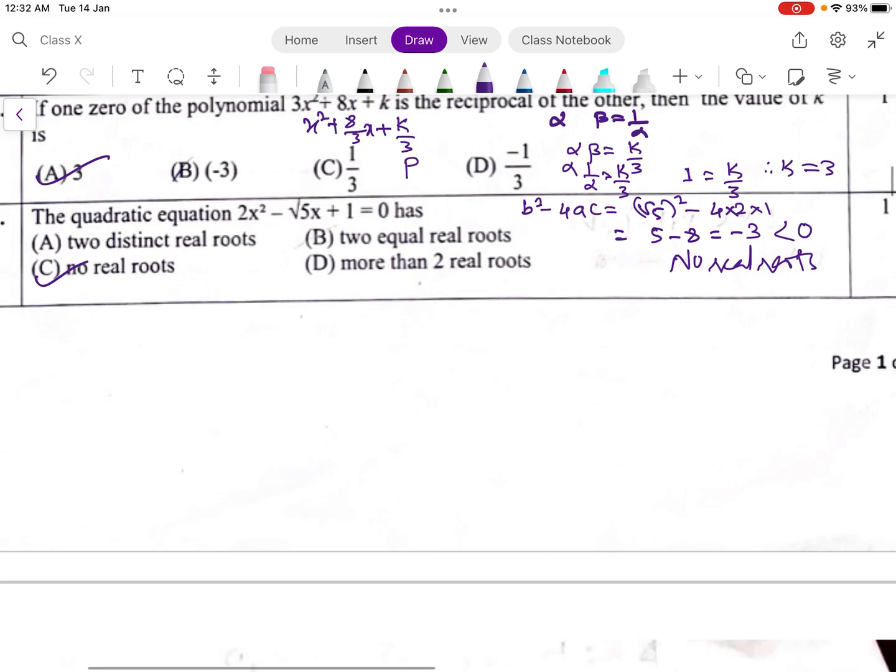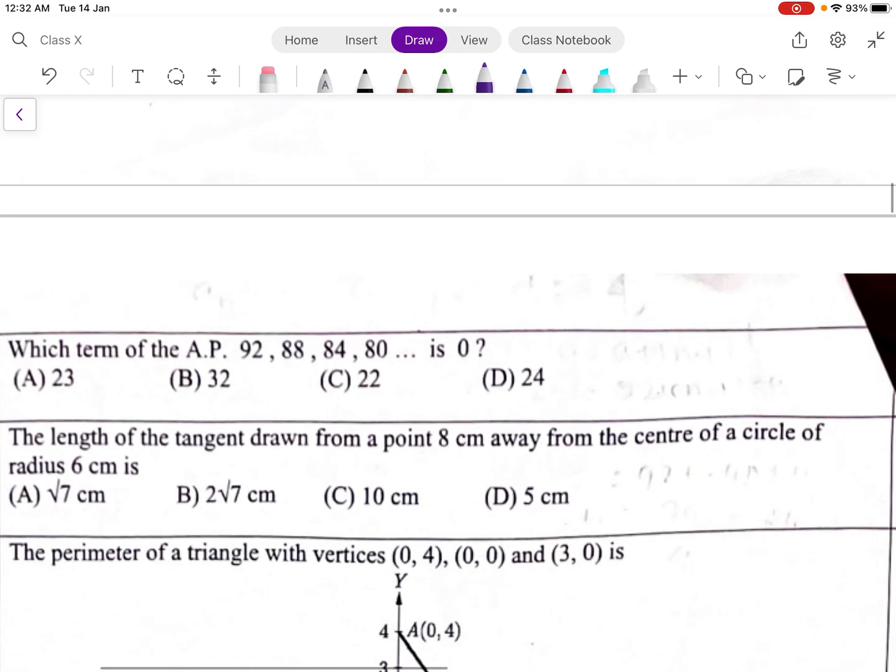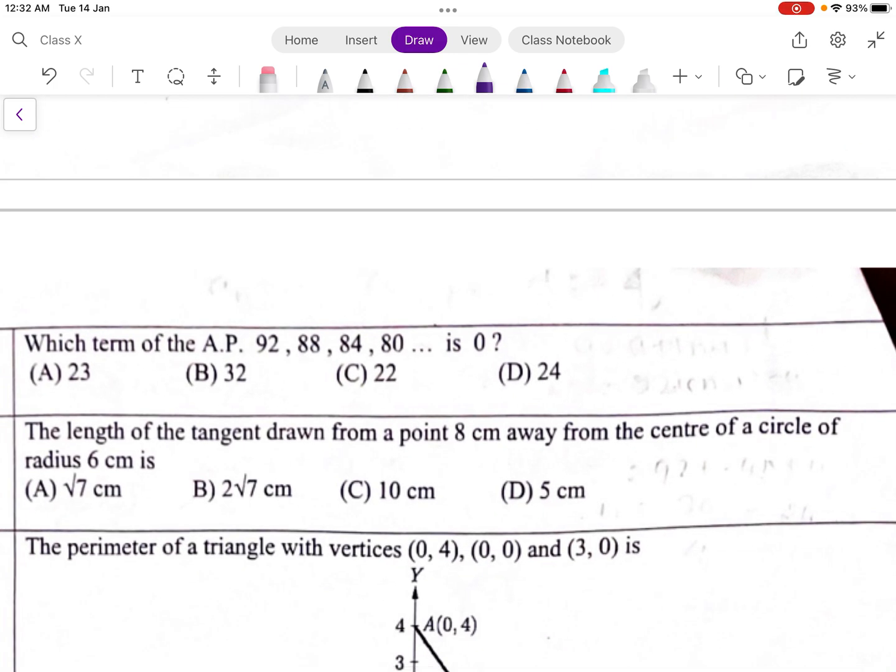Okay, so now coming to the fifth question. Which term of the AP 92, 88, 84, 80 is 0? So here you have to take an equals 0. So a equals 92, d equals minus 4, since it is decreasing by 4. So what we have to find is the value of n. So therefore an equals a plus (n minus 1)d.